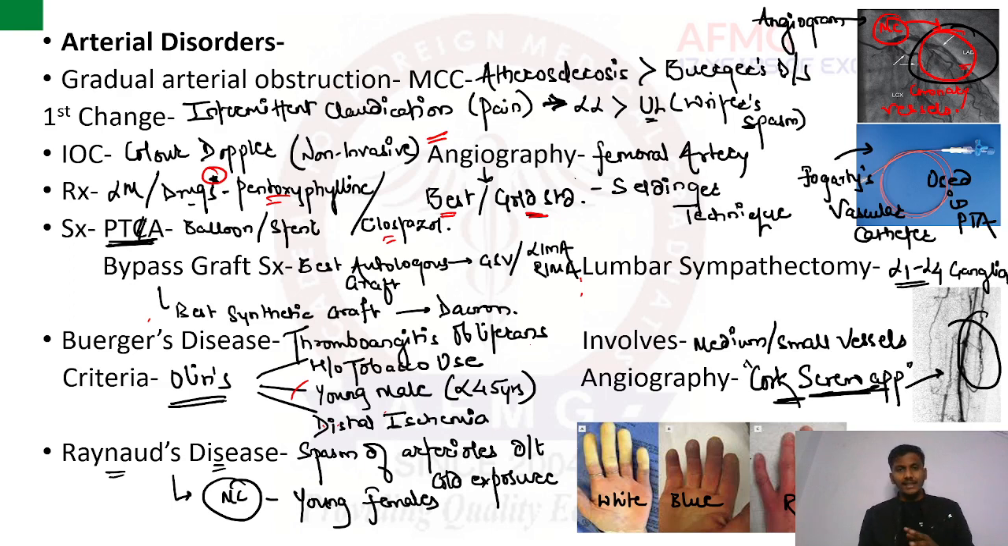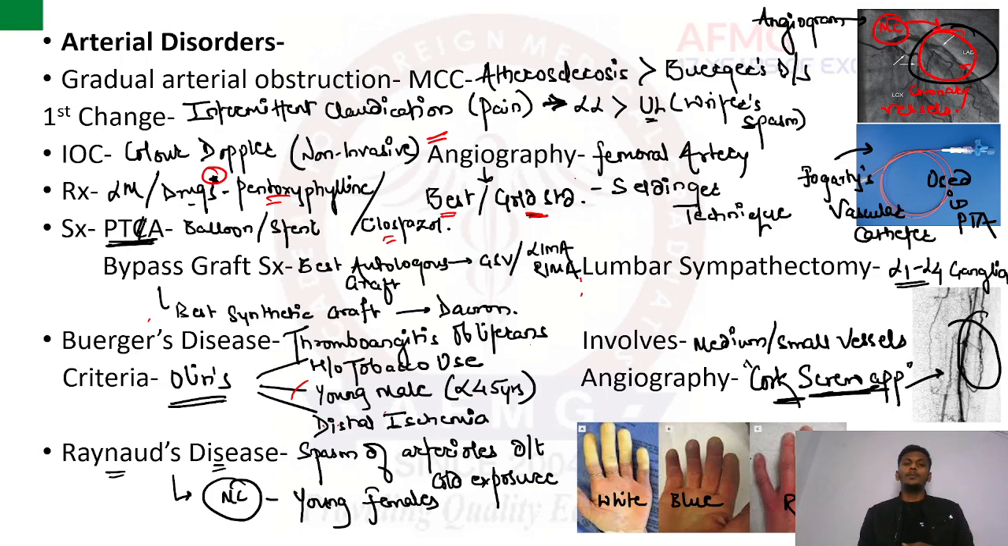Now this PTA angioplasty can be either a balloon angioplasty with which we can dilate the vessel, or it can be a stent angioplasty. That means we will introduce a stent. A metallic stent is usually preferred. A metallic stent is introduced into the vessel to prevent further progression of atherosclerosis. I hope this is fine.